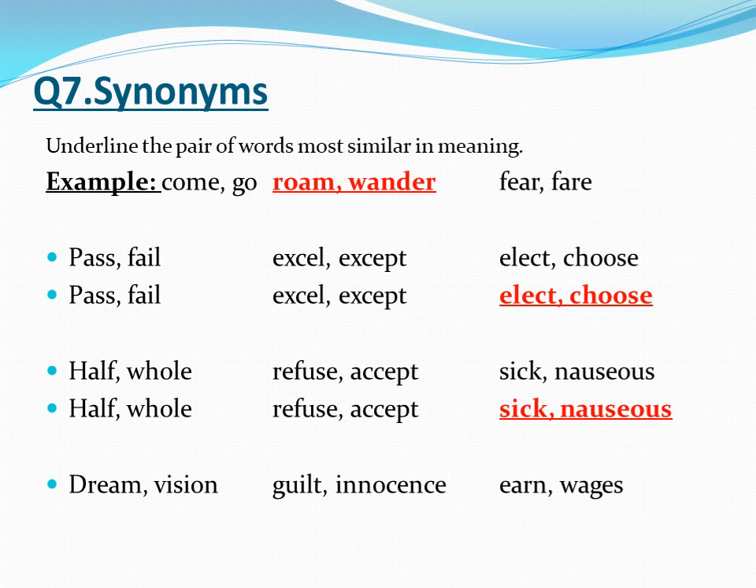Last one, dream, vision, guilt, innocence, earn, wages. So in this one, guilt and innocence, they are opposite in meanings, whereas earn and wages, even though they sound similar, there is some difference. Wages means money paid for the hours you work each week, whereas your earning could be all the money you get from a variety of sources. That can include your wages, any rent or royalties you earn, or any interest you earn on your savings. So the words most similar in meaning are dream and vision.